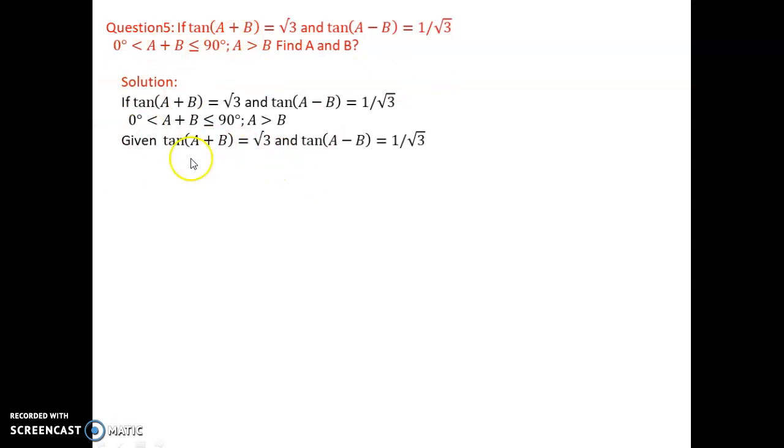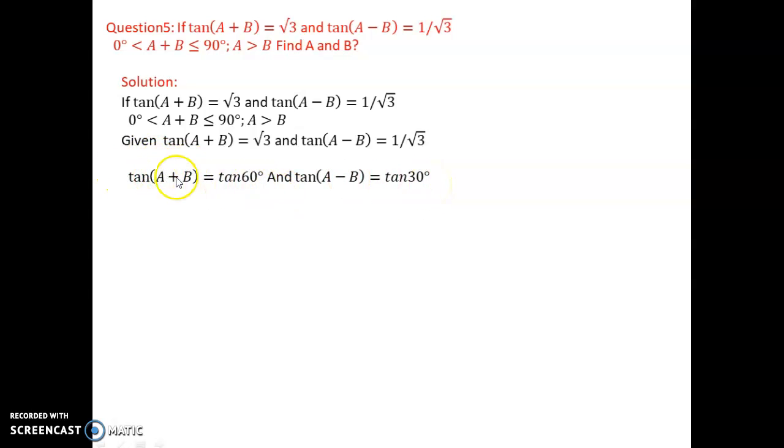We are given tan (a plus b) is root 3 and tan (a minus b) is 1 by root 3. By the trigonometric table, we know that root 3 we get when tan is 60 degrees, and 1 by root 3 we get when tan is 30 degrees. So we put it: tangent of (a plus b) is equal to tangent of 60 degrees, tangent of (a minus b) is equal to tangent of 30 degrees.